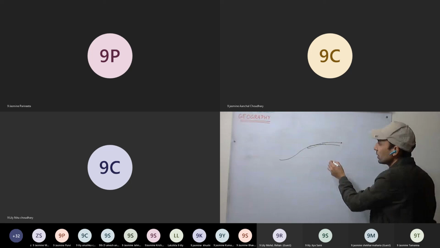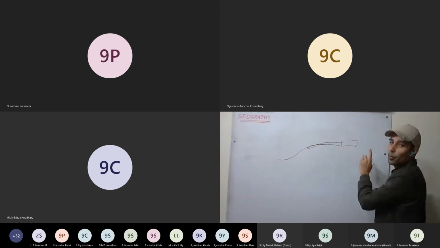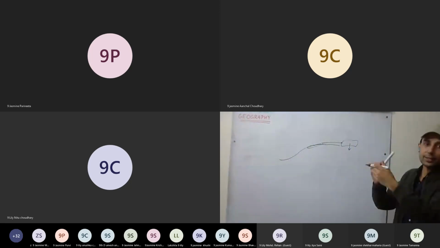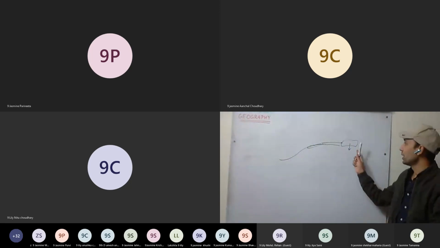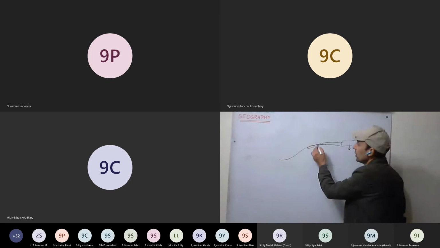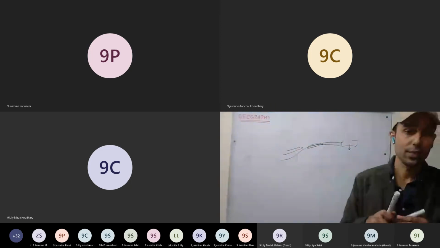The farther away from the water bodies, the more continental type of climate there will be. What do you mean by continental type of climate? That is extreme variation in temperature. The range of temperature is very high, both diurnal and annual. Okay, so equable climate is mainly due to the influence of the sea.